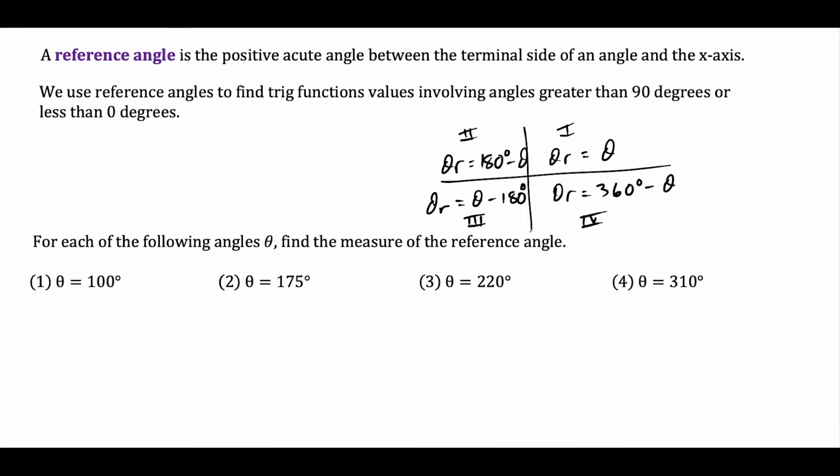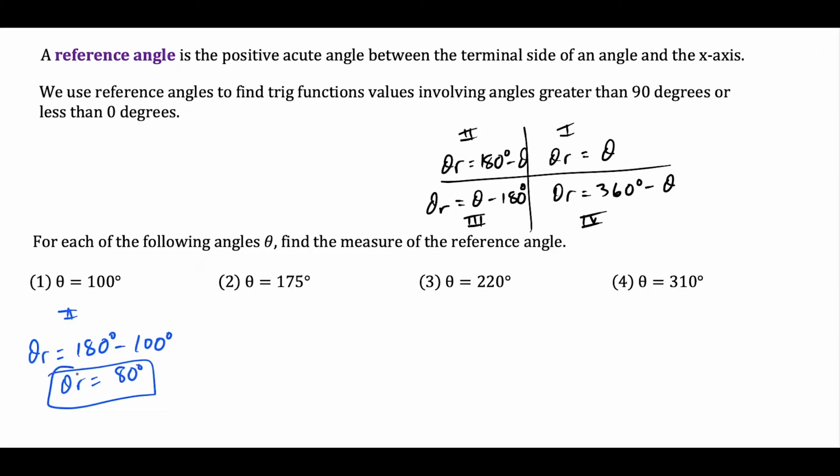So if I use this formula for the first question here, I would have to first know that from standard position, a 100-degree angle is an angle that is going to be in quadrant 2. So if I'm looking at a quadrant 2 angle, the reference angle for this would be 180 degrees minus the angle theta, which in this case is 100 degrees. So the reference angle would be 80 degrees.